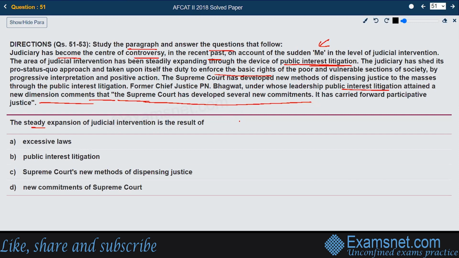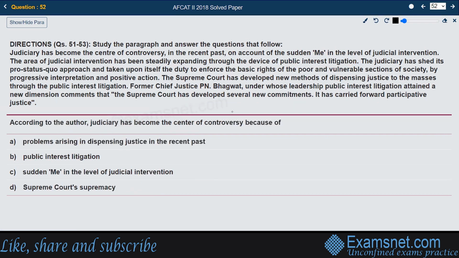The question says the steady expansion of judicial intervention is the result of what? Okay, the options are excessive law, public interest litigation, Supreme Court's new methods of dispensing justice, and new commitments of Supreme Court. So you look at the statement. So just read the second line. The area of judicial intervention has been steadily expanding through the device of public interest litigation. So that should be the answer only. That is option number B, public interest litigation. That is the right answer.